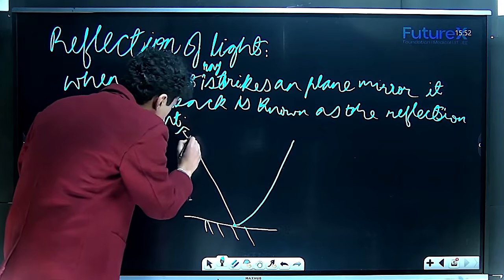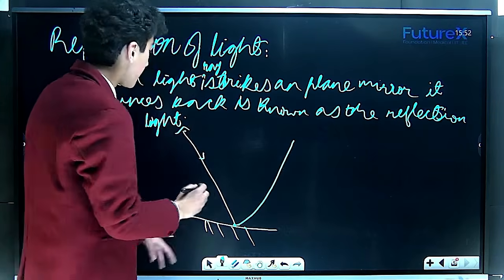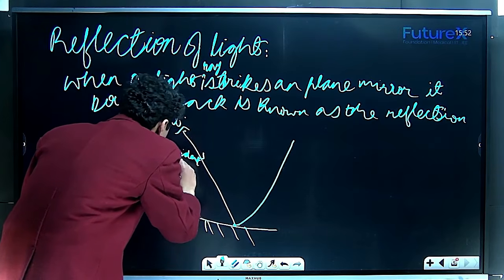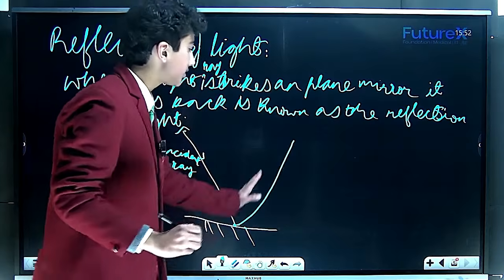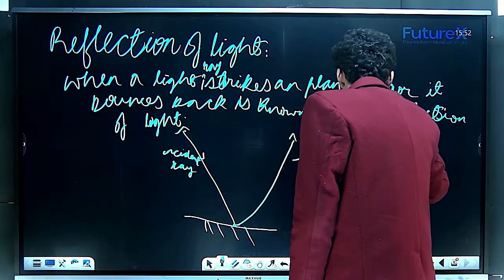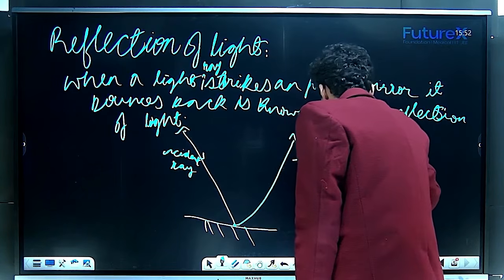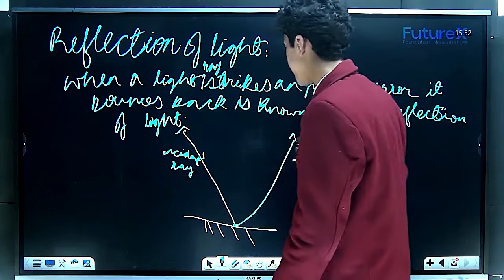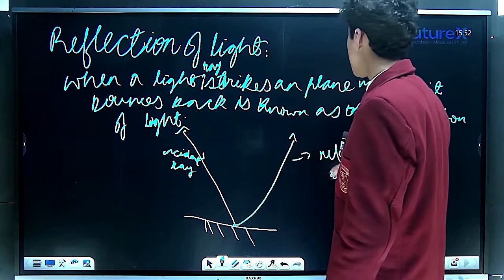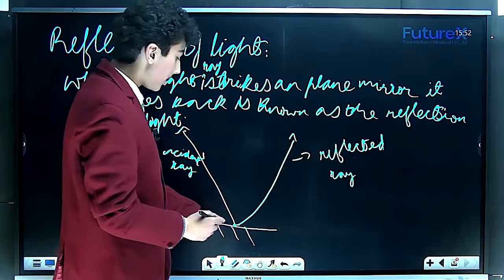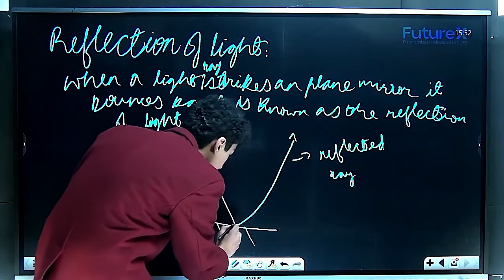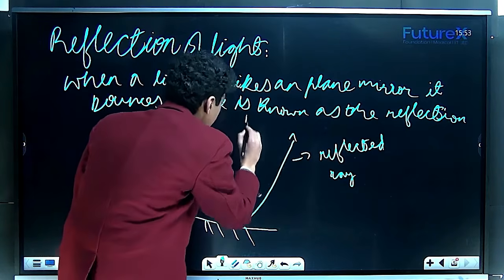The ray that comes and strikes the plane mirror is known as the incident ray, and the ray that bounces back is known as the reflected ray. These are the two rays. We draw an imaginary line perpendicular to the surface, and we name it the normal.